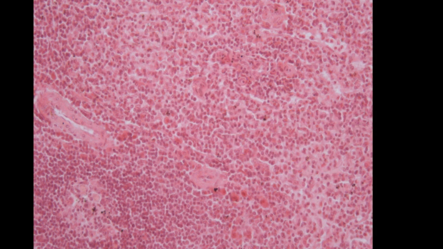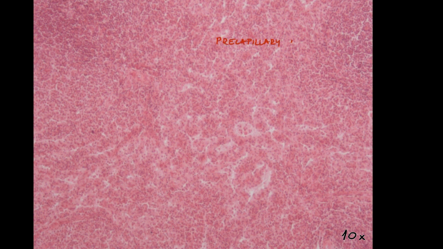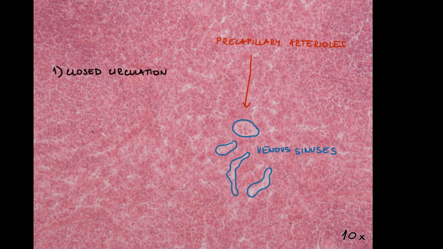There are two theories explaining how the blood from these precapillary arterioles drains into venous sinuses. The first theory, the theory of closed circulation, tells that the blood from arterioles flows directly into venous sinuses. The second theory, of open circulation, explains that this blood is at first poured into cords of Billroth and then drained into venous sinuses. Probably there's a combination of both of these processes.